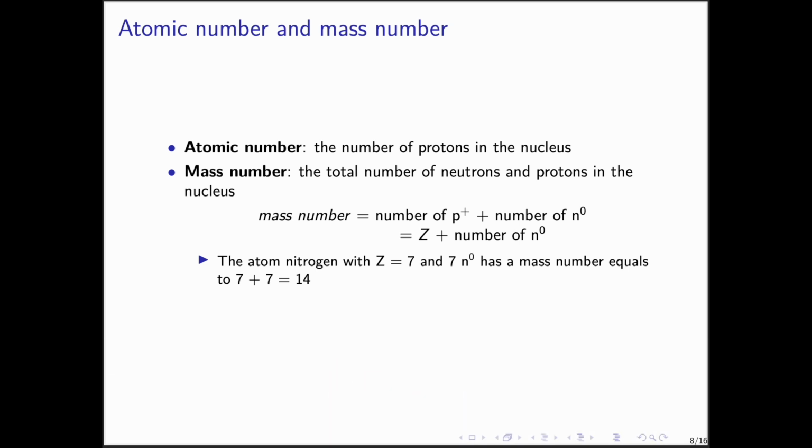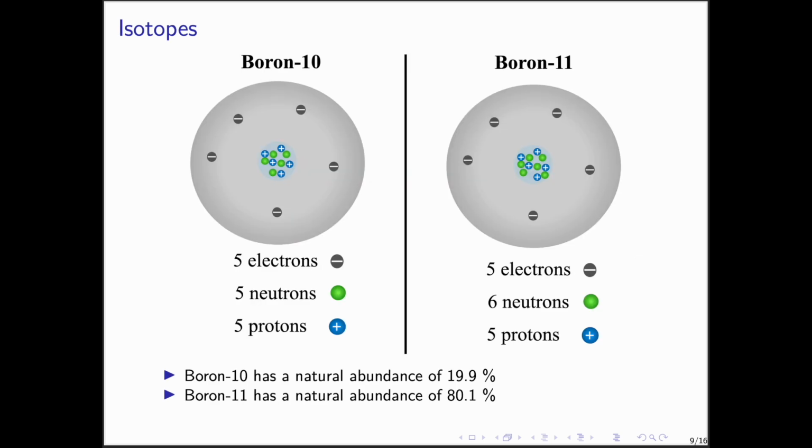Isotopes are atoms that have the same number of protons but different numbers of neutrons. For example, boron exists naturally as 2 stable isotopes: boron 10 with 5 protons and 5 neutrons, and boron 11 with 5 protons and 6 neutrons. Their natural abundances are 19.9% for boron 10 and 80.1% for boron 11.